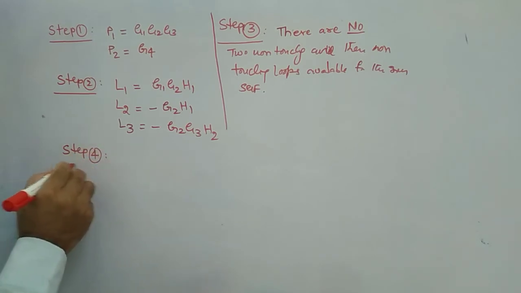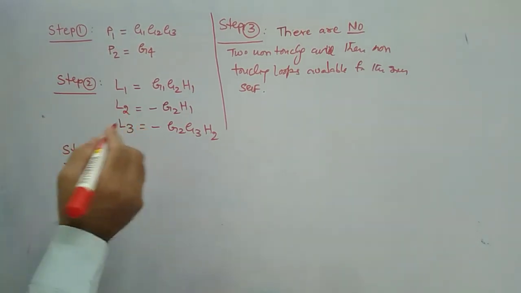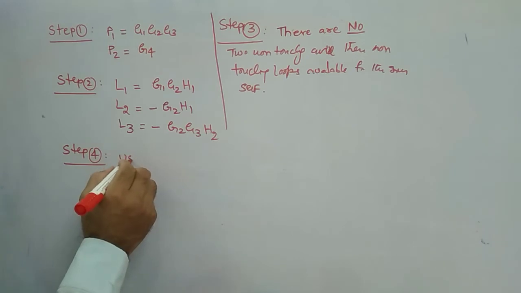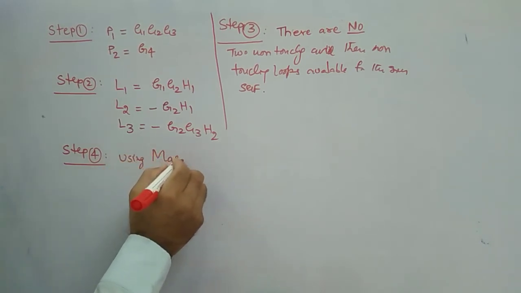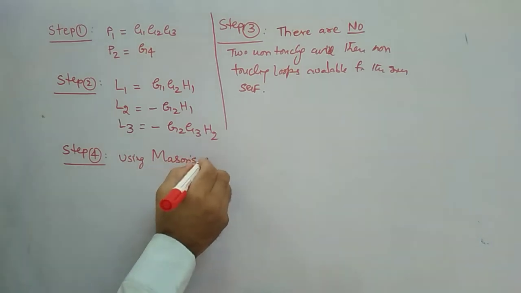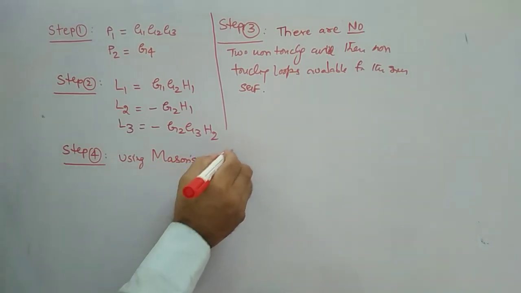What is step number 4? Directly using Mason's gain formula.